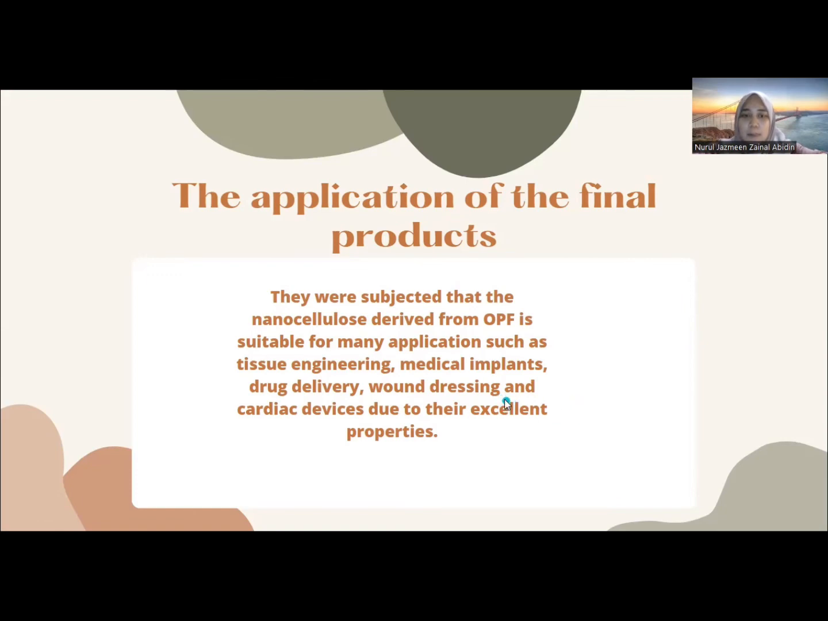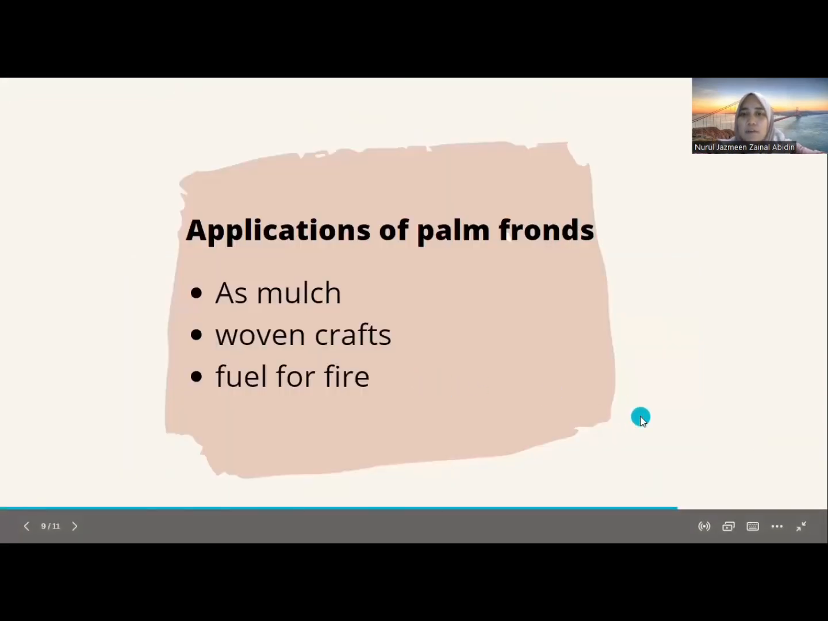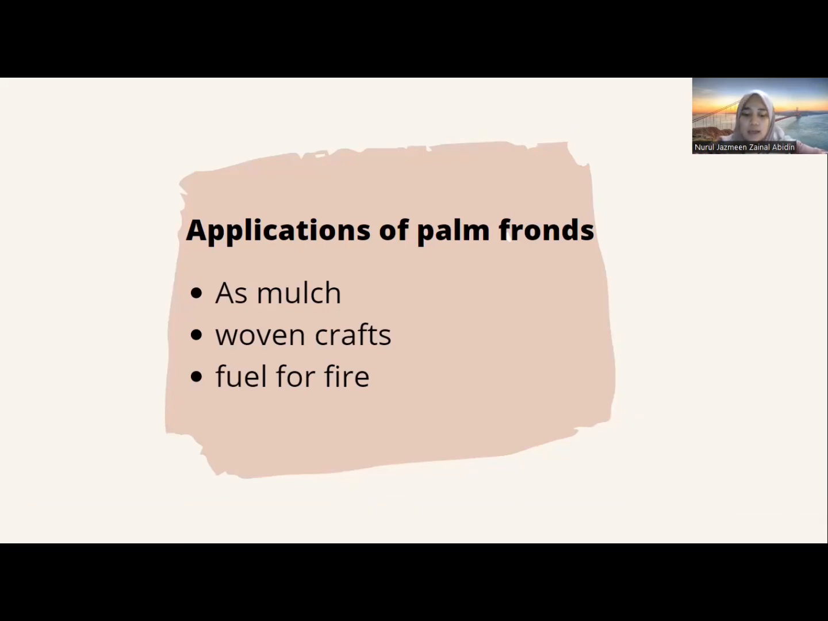Next slide. The application of palm fronds. The old palm fronds can be used as mulch. The entire fronds can be placed on top of raised shades to prevent direct sunlight from reaching the plants underneath. Second, palm fronds are used to create woven crafts such as baskets, hats, and artisanal crafts. And the last one is fuel for fire. Palm fronds, especially leaf stalks, can be used as firewood.